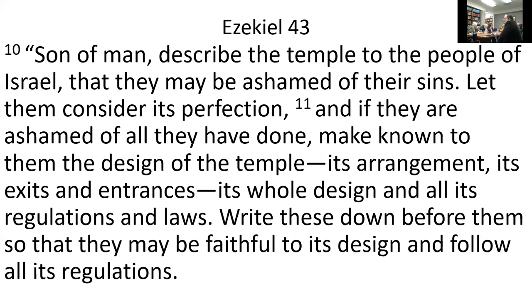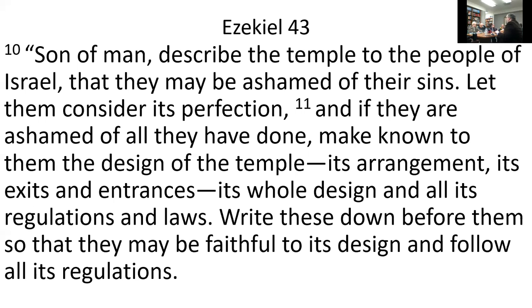As for you, son of man, describe the temple to the house of Israel, that they may be ashamed of their iniquities, and let them measure the plan. And if they are ashamed of all that they have done, make known to them the design of the house, its structure, its exits, its entrances, all its designs, all its statutes, and all its laws, and write it in their sight, so that they may observe its whole design and all its statutes and do them. So this is what I was talking about at the beginning. Why did Ezekiel have this vision? He had the vision in order to write it down.